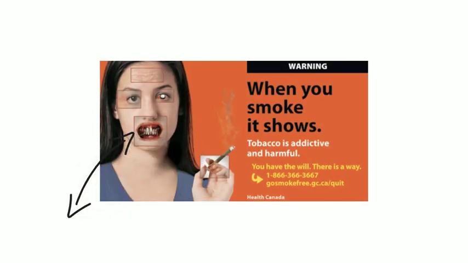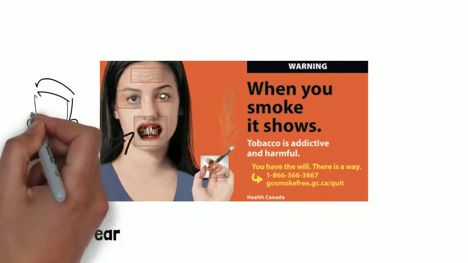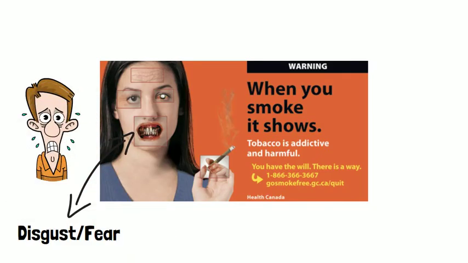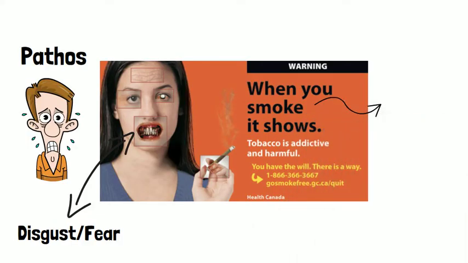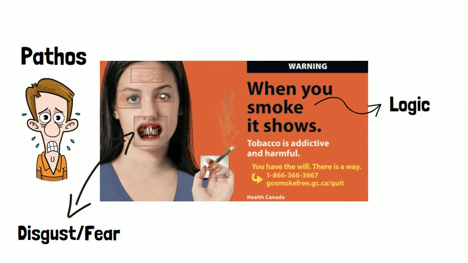The visual of rotten teeth and wrinkles elicits feelings of disgust or fear. Fear of what could happen if you continued smoking. This feeling you get is an appeal to pathos, or a person's emotions. The message, "When you smoke, it shows," is an appeal to logic.